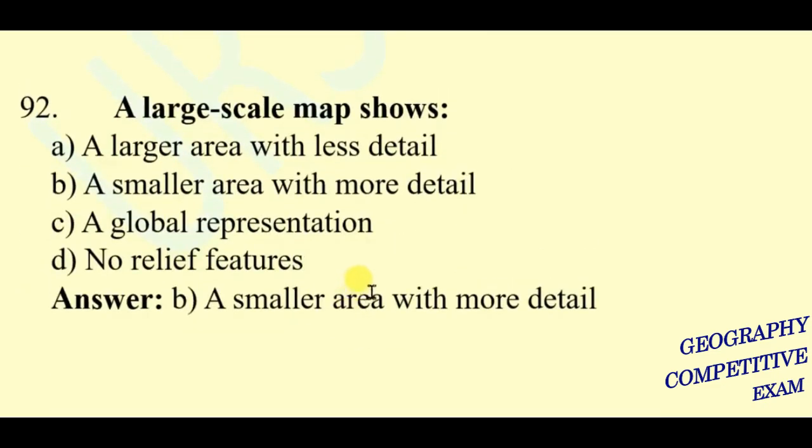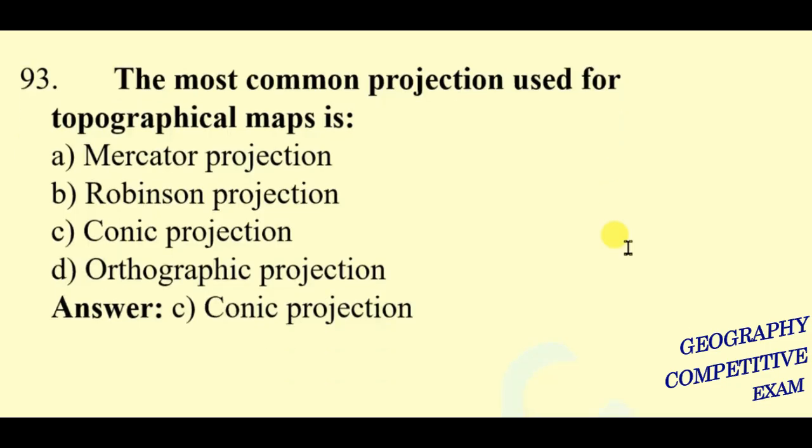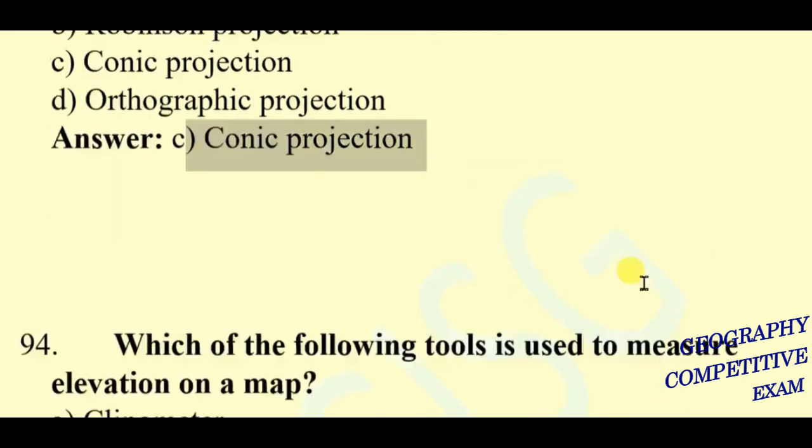Question 92. A large scale map shows a larger area with less detail, a smaller area with more details, a global representation, no relief features. So the right answer will be smaller area with more detail. Question 93. The most common projection used for topographical maps is Mercator projection, Robinson projection, conic projection, orthographic projection. Here the right answer will be conic projection.